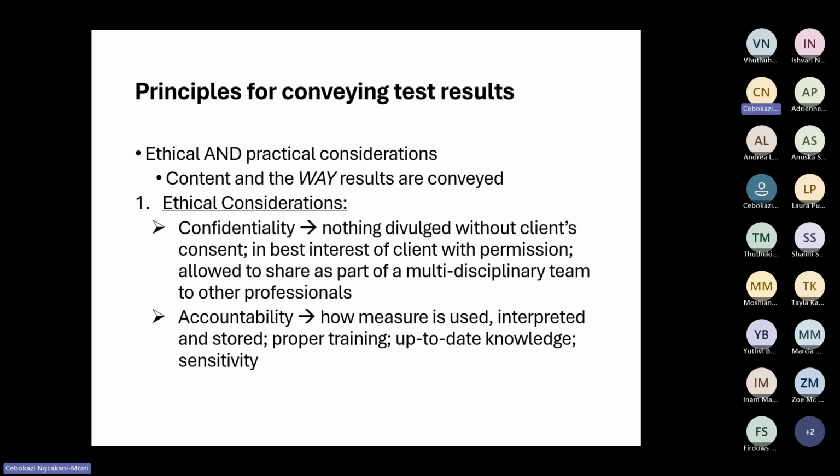how we interpret and store these measures, and using measures that we are properly trained in, and that we actually have up-to-date knowledge of the measures that we are using. So if you've been trained in version 4 of an assessment, and now an update for version 5 has come up, you need to also gain some training in version 5. If the changes have not been that much, you can gain training by practicing with a colleague, or having a supervisor show you how to use it. And we are accountable for using these measures in a sensitive and non-discriminatory manner.